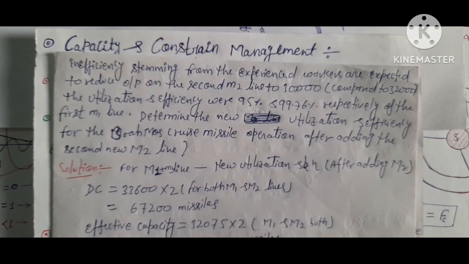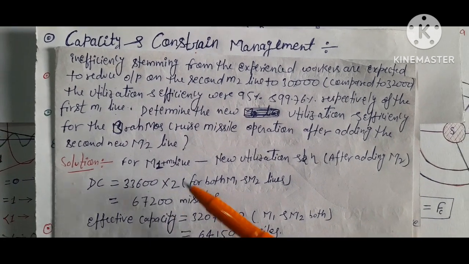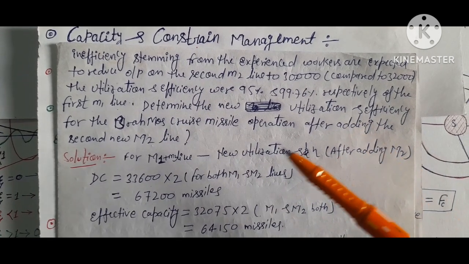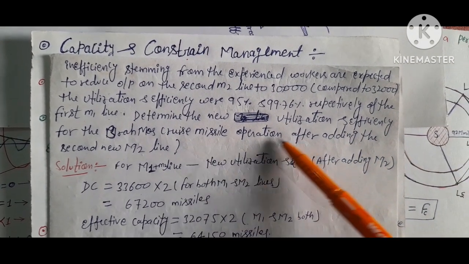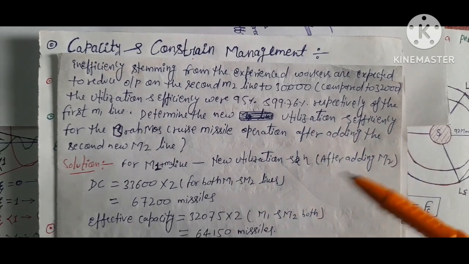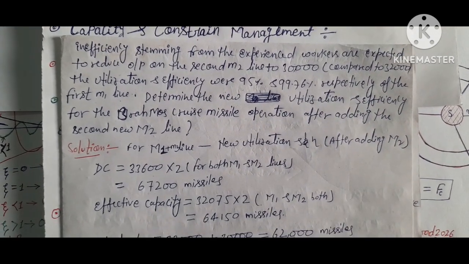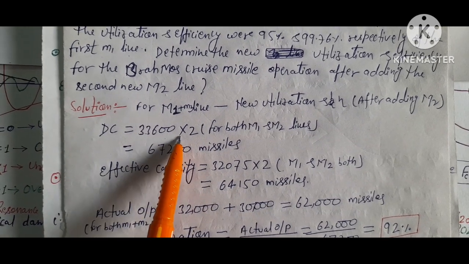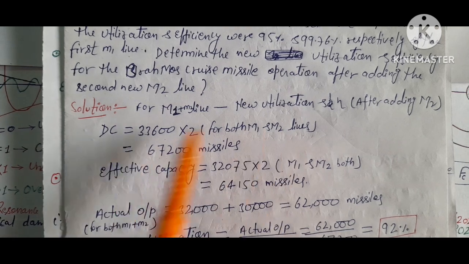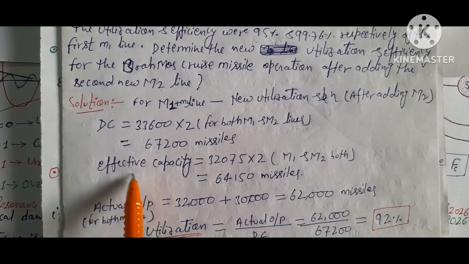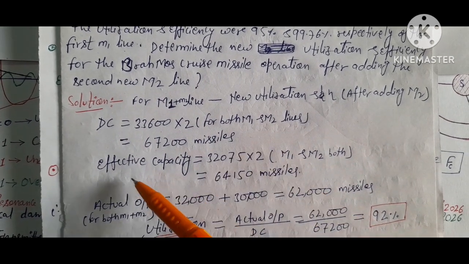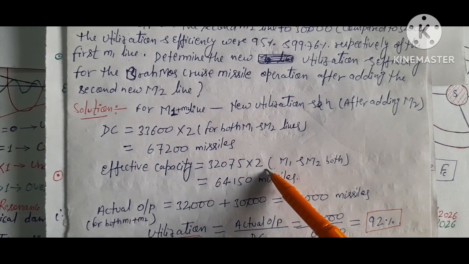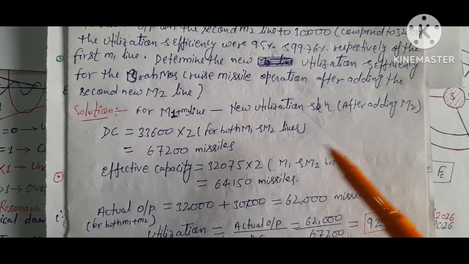So we have M1 and M2, two lines for the production of more cruise missiles. So we are now calculating utilization and efficiency with the newly added M2 line. The design capacity equals 33,600 times 2 for the M1 and M2 lines, since two lines were added. So the total calculation is here. And effective capacity equals what? That is the M1 line times 2, because M1 and M2 two lines were added.